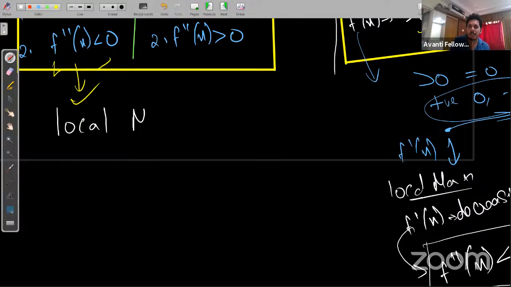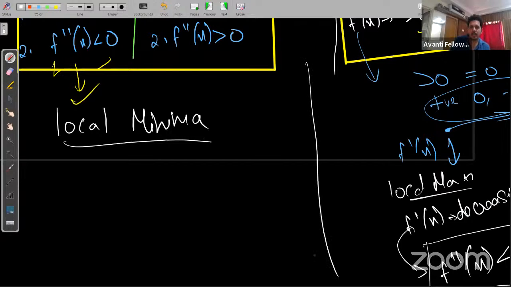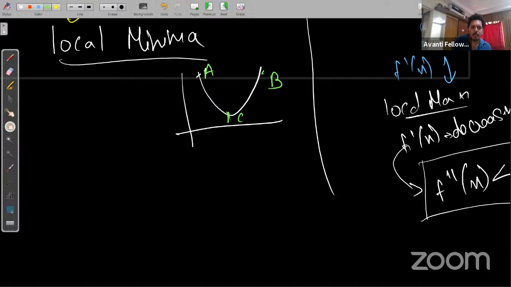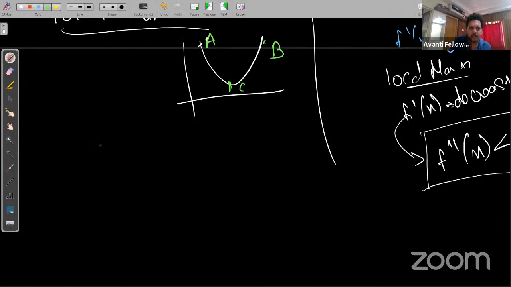I'm repeating for local minima. Those who have some clarification, listen to me. Okay, guys, small clarification you might need, na. So listen to me. Local minima, guys. Okay, local minima here. So it will be like this, na. It will be point A, point C, and point B. Now, chalo, we will form a table. For AC, at C, and for CB.